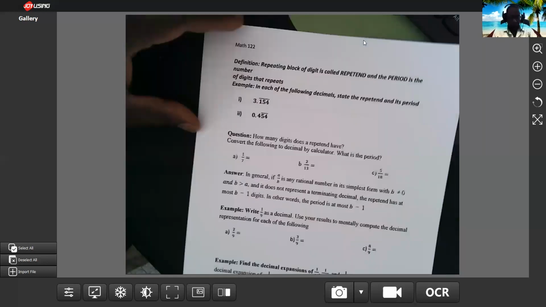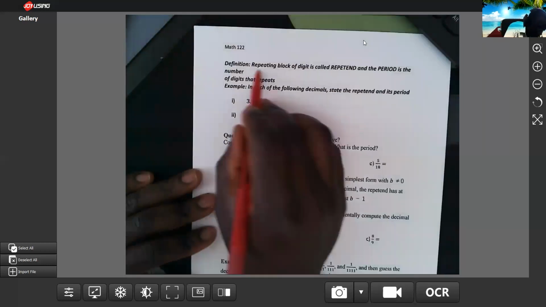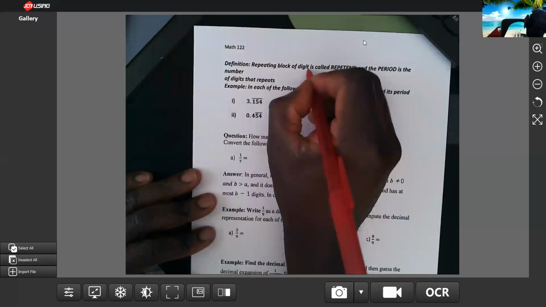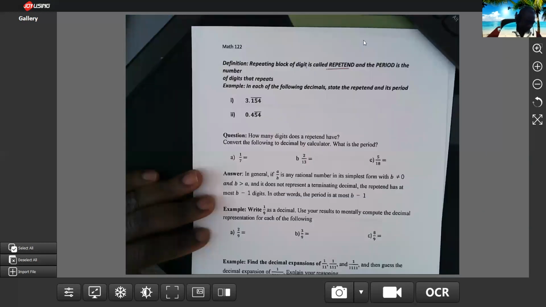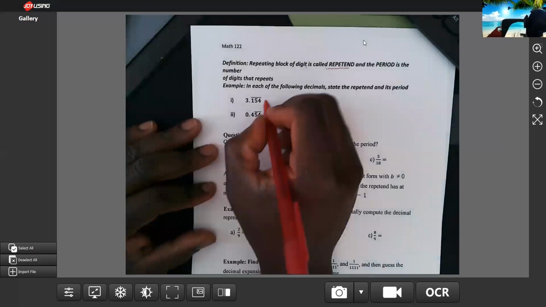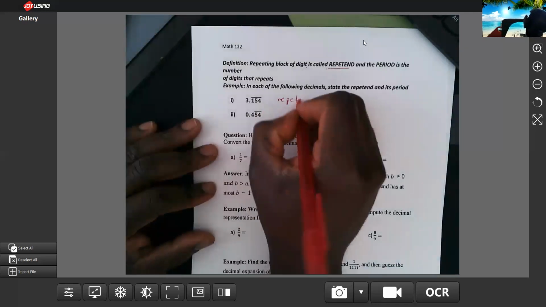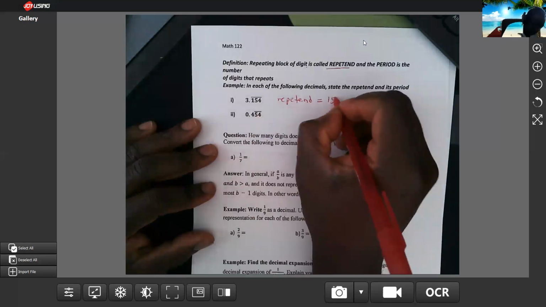So let's define. The part that is repeating has a special name. The repeating block of the digits is called the repetend. And the period is the number of digits that repeat. Okay, so as you can see, for A, the repetend is 142857. This is the repetend.